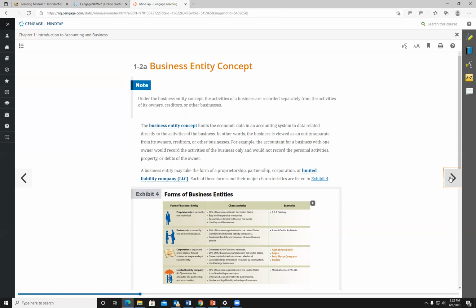So that's the concept of business entity. Anything done for the business is recorded in the accounting transactions for that business. Anything that was done personally by the owner or owners for personal purposes should not be recorded under the business transactions for that business entity.